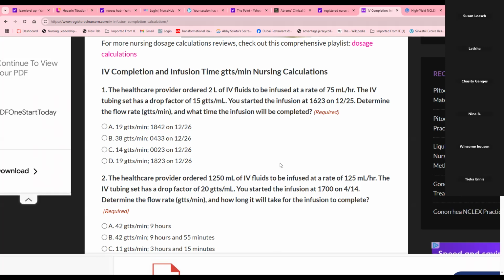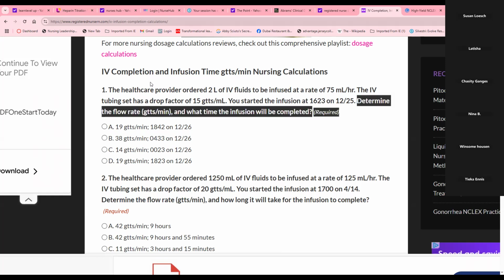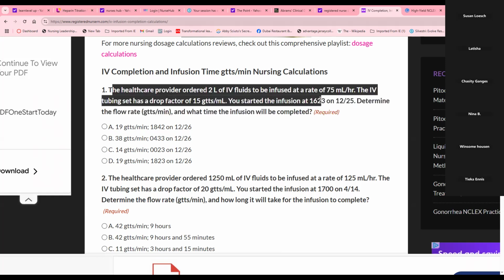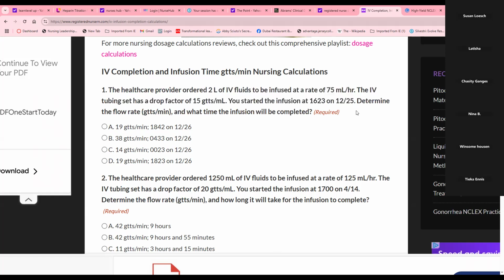Like this one asks you, determine the flow rate in drops per minute and what time the infusion would be completed. Always got to start from here, what the question is asking you. If you start from here, you're going to always be confused. Do not start from the top of these questions because you will not know how to answer them. Okay. So this one says determine the flow rate in drops per minute. So the first thing you have to do is set up that formula. Okay. Then it's asking you what time the infusion is going to be completed.